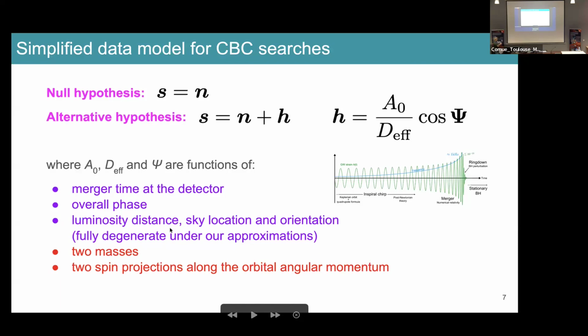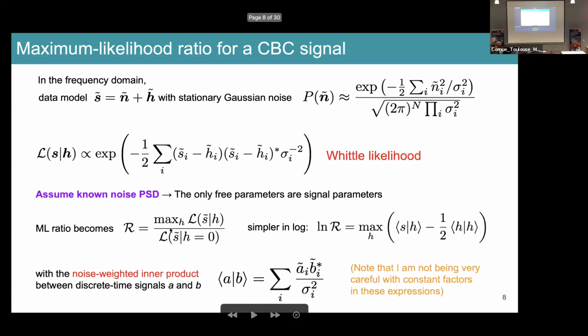Of course, the two masses and the two spin projections along the orbital angular momentum. This is all we need to model our CBC signal in these approximations. And the signal is always going to look like this. It will never have modulations or very complex features. Okay, remember that our task is to write the maximum likelihood ratio for this simplified model.